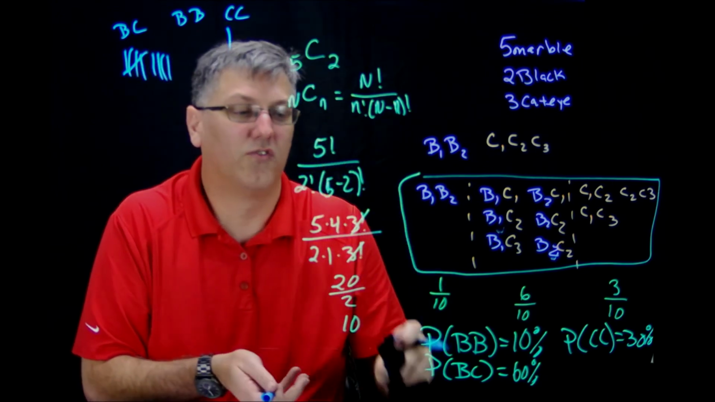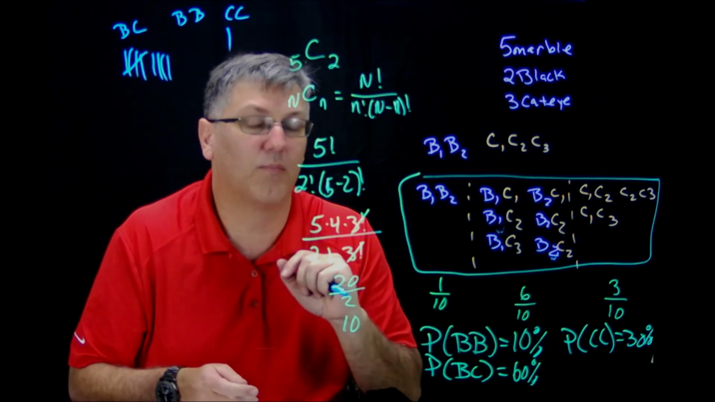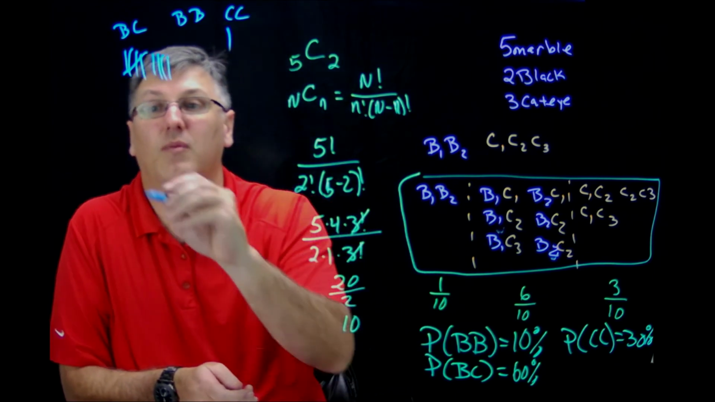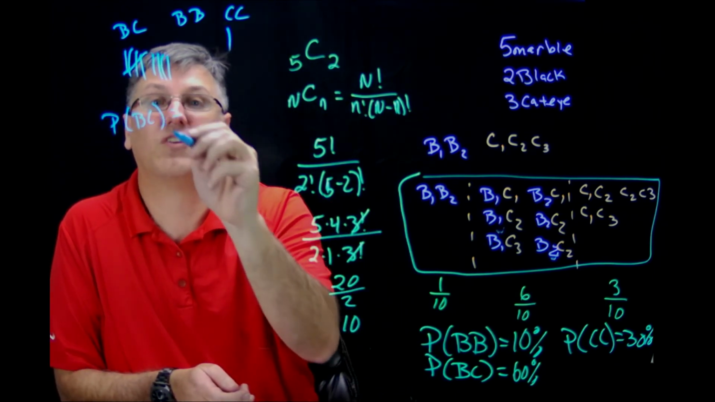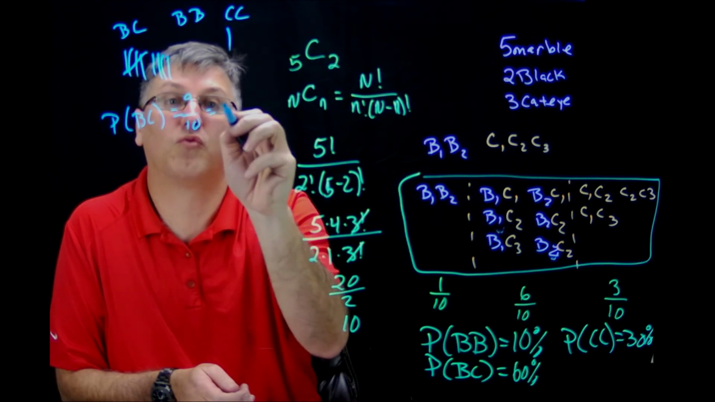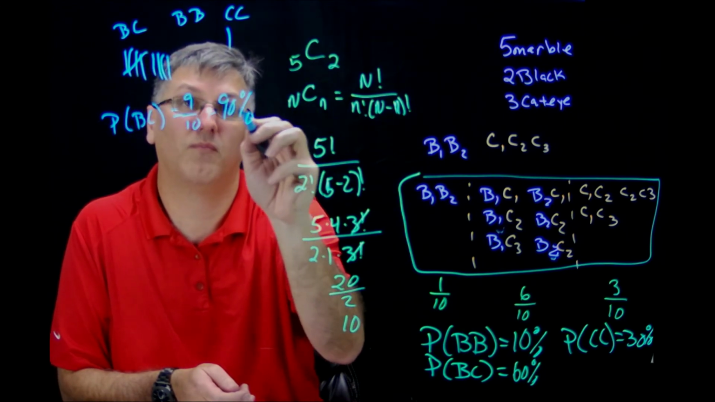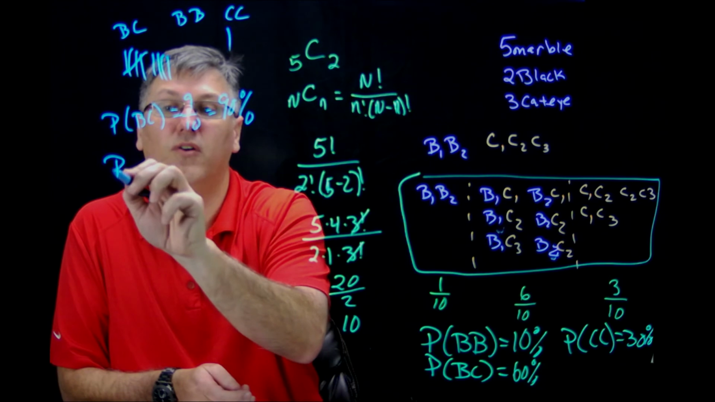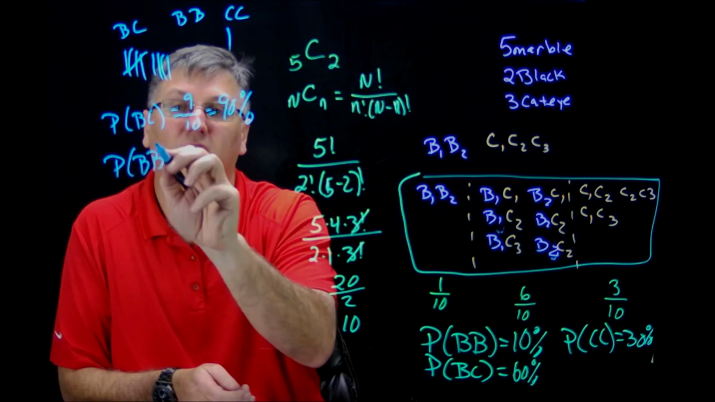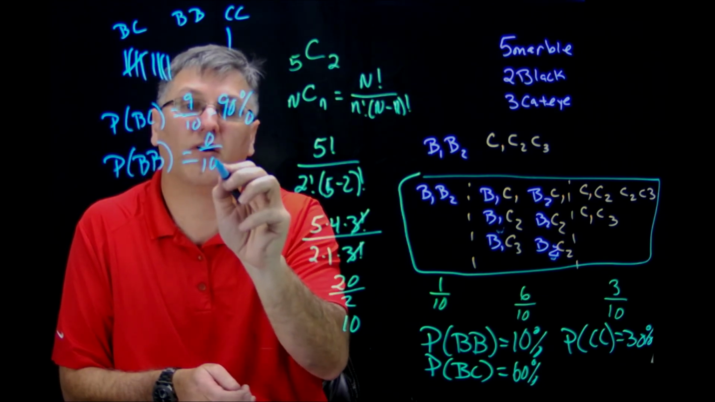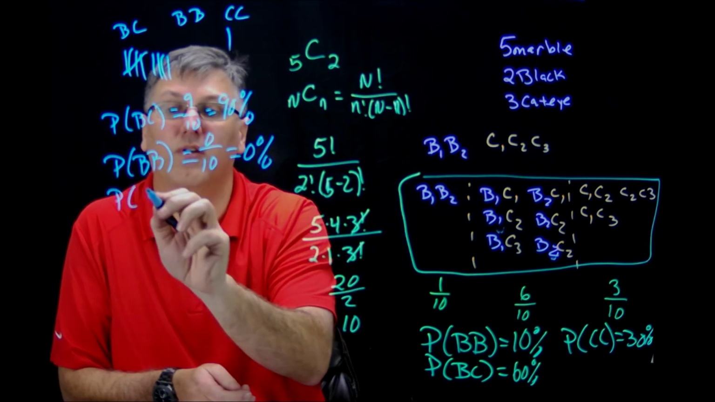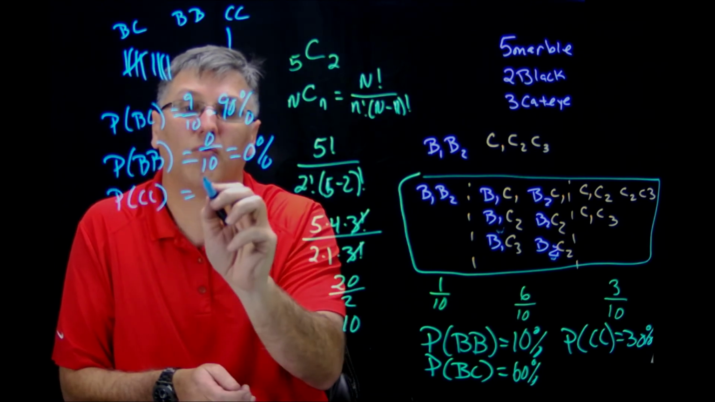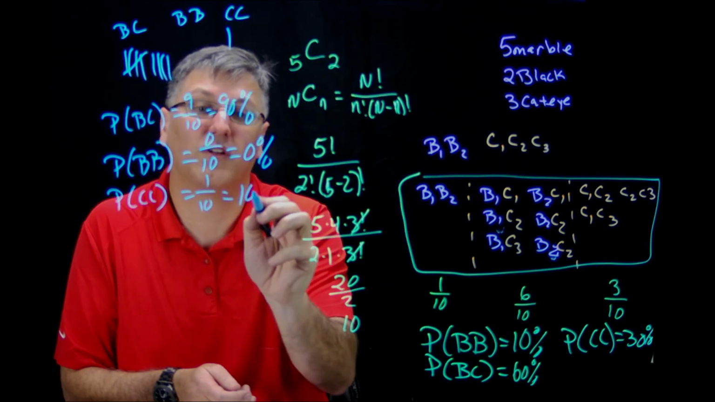All right, so my theoretical probability, I should get black cat eye 60% of the time. But my experimental probability of getting a black cat eye was 9 out of 10, which was 90% of the time. The probability of getting black and black was 0 out of 10, which is clearly 0% of the time. And the probability of getting cat eye and cat eye was 1 out of 10, which is just simply 10% of the time.